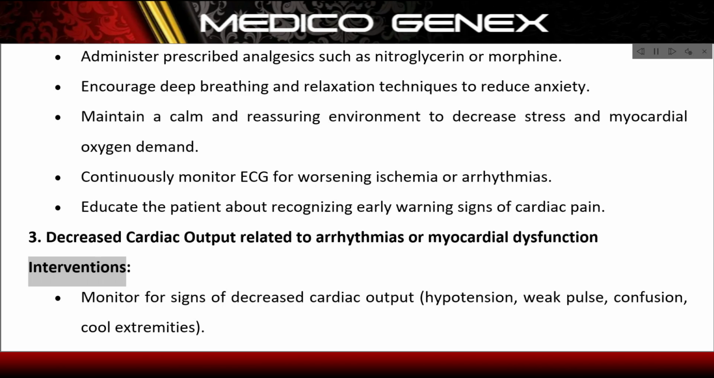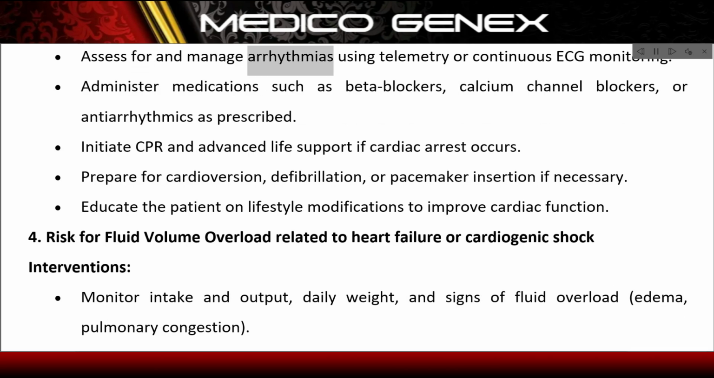Interventions. Monitor for signs of decreased cardiac output: hypotension, weak pulse, confusion, cool extremities. Assess for and manage arrhythmias using telemetry or continuous ECG monitoring. Administer medications such as beta blockers, calcium channel blockers, or antiarrhythmics as prescribed. Initiate CPR and advanced life support if cardiac arrest occurs.